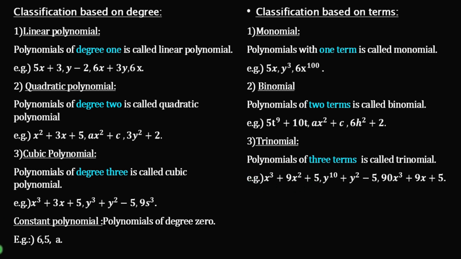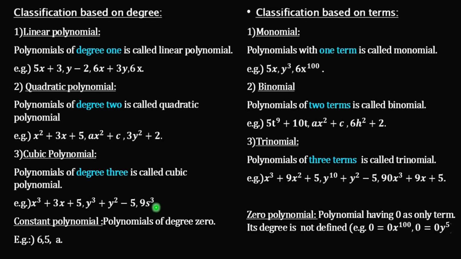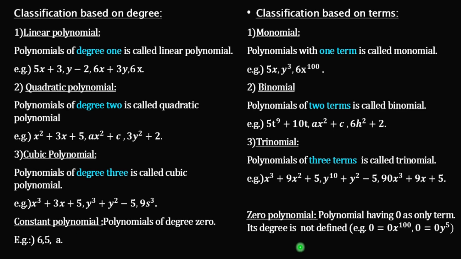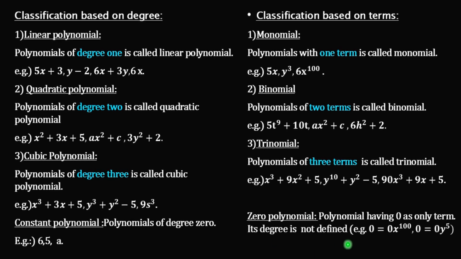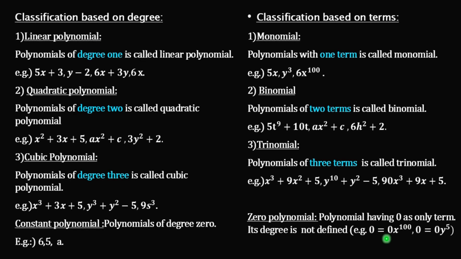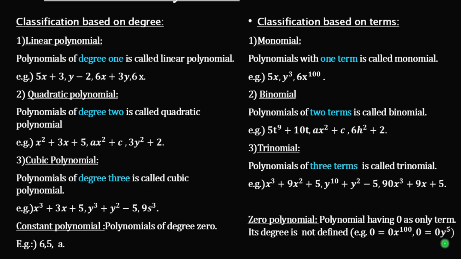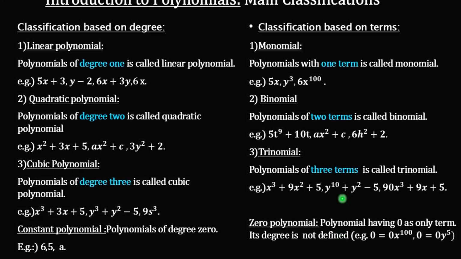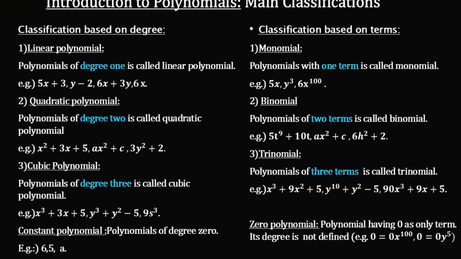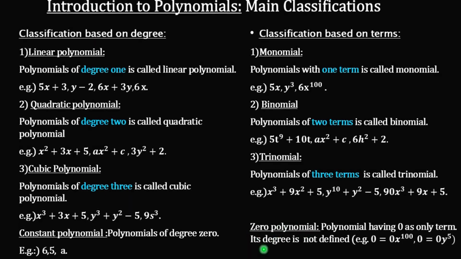Next, another classification is the zero polynomial. That is a polynomial having 0 as its only term. Then it is known as the zero polynomial. That is, it has only the term 0, but its degree is not defined. Why? Anything multiplied by 0 will give 0. That is, 0 x raised to 100 is 0, 0 y raised to 5 is 0. So its degree cannot be defined if a polynomial has 0 as its only term. Okay, this is an important thing. For a zero polynomial, the degree is not defined.